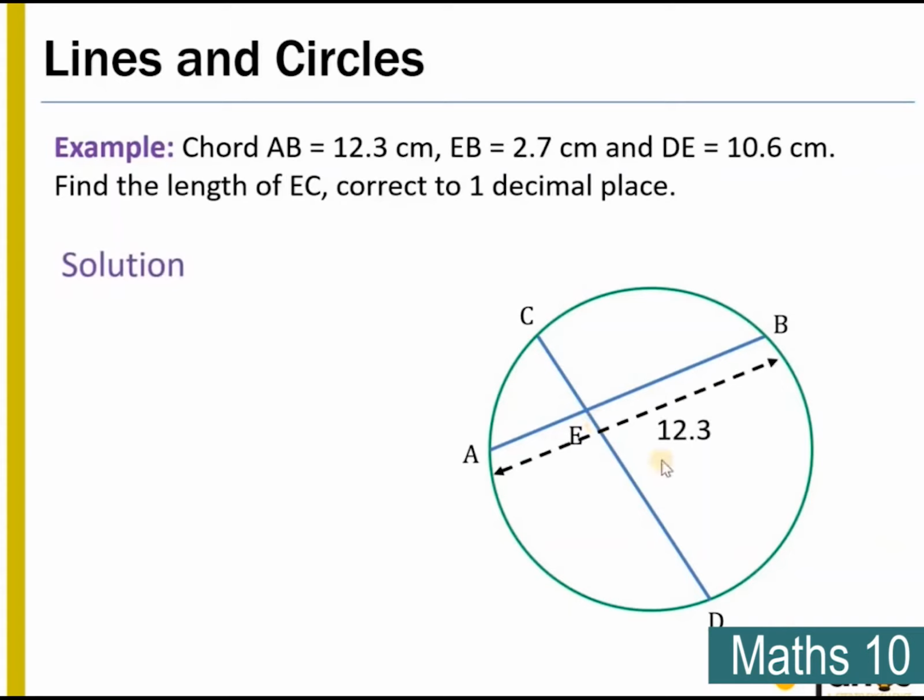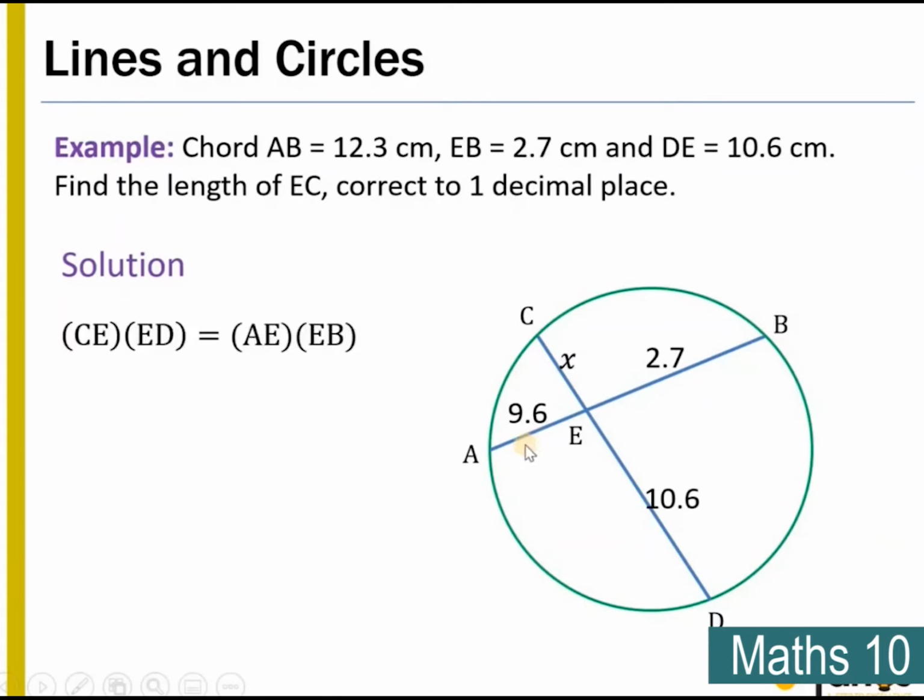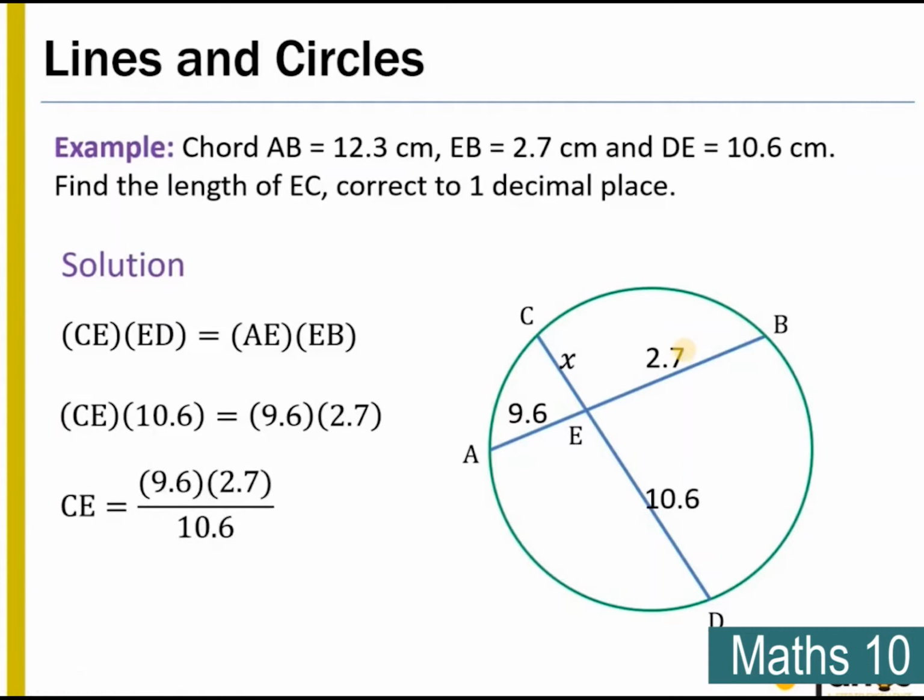To do this, we know that AB is 12.3 and EB is 2.7. So AE is 12.3 minus 2.7, which is 9.6. We also know that DE is 10.6. So using the theorem, CE times ED equals AE times EB, we know that CE times 10.6 equals 9.6 times 2.7. So CE equals 9.6 times 2.7 over 10.6, which is 2.4 centimeters.